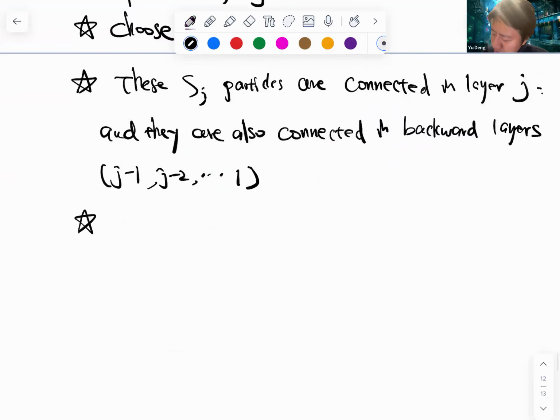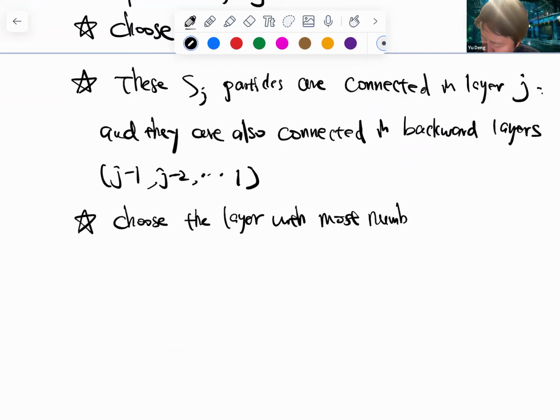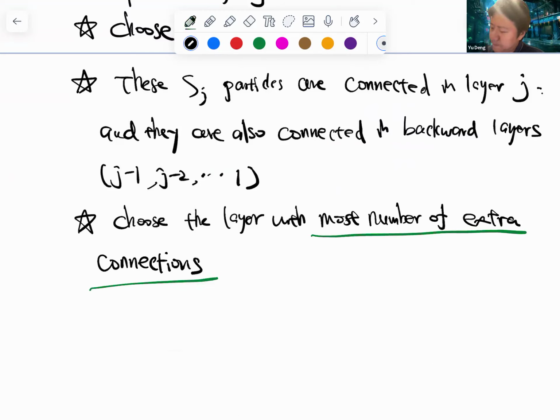Okay, so then we choose the layer with the most number of extra connections. Call it layer Q.